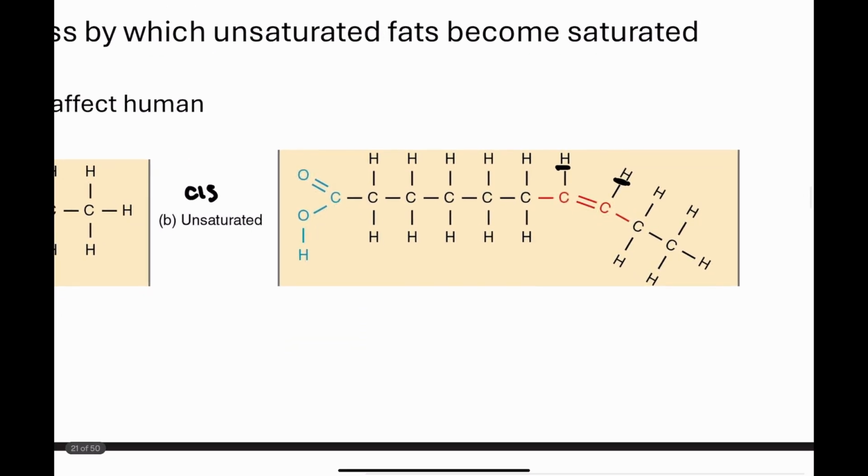But we can also have trans unsaturated fatty acids. And what that would look like is like this. We have our carbon-to-carbon double bond, we have a hydrogen, and then we have another hydrogen on the opposite side. Remember, cis configuration always means that the hydrogens are on the same side, and a trans configuration is going to mean that they are on different sides.